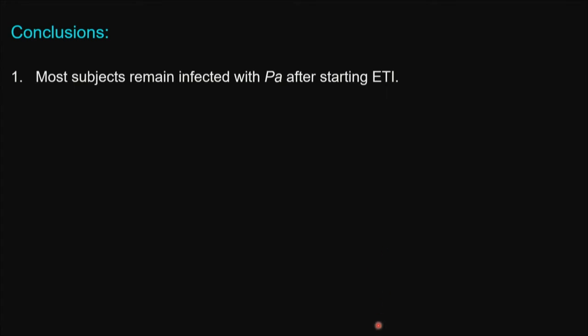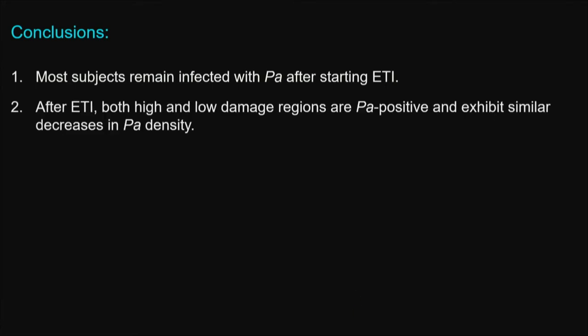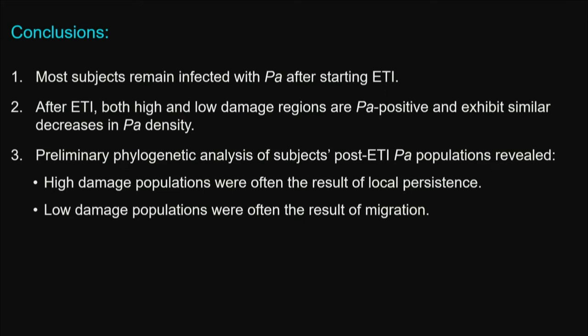So what we found was that most subjects remained infected with Pseudomonas after starting ETI, and that after ETI, both the high and low damage lung regions were Pseudomonas positive and exhibited similar decreases in Pseudomonas density. Finally, the preliminary phylogenetic analysis of subjects' post-ETI populations revealed that the high damage regions were often the result of local persistence, and low damage populations were often the result of migration.